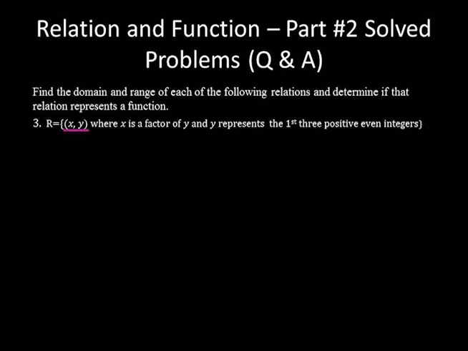The first element of the ordered pair, that's x, is a factor of the second element, that's y. And y represents the first three positive even integers. It's clear that the values of y, the first three positive even integers, are 2, 4, and 6. It's stated that x is a factor of y.